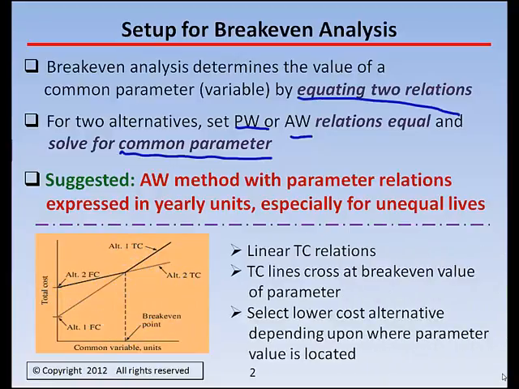On the left is a graphical presentation of the situation. Two alternatives with linear total cost, or TC, relations are plotted against a common variable. Where the lines cross is the break-even point. For cost-only relations, the decision depends upon the expected level of the variable. Is it above or below the calculated break-even point? In this case, values below the BE or break-even point indicate the choice of alternative 1 because the costs are lower. If the value is above the break-even point, alternative 2 is the choice.